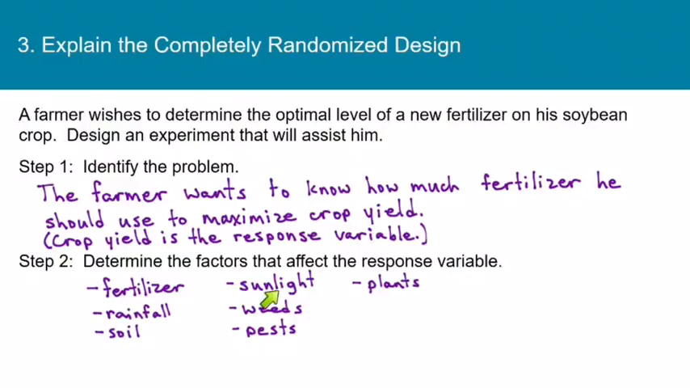That is, we can plant them in a sunny place, but then we can't control whether the sun shines or not. We can work to minimize the weeds, but of course that's not completely in our control either. We need to use the randomized design to help minimize the effects of the things that we can't control completely. Oh, and temperature is another one that is not really in our control, but certainly affects the crop yield.